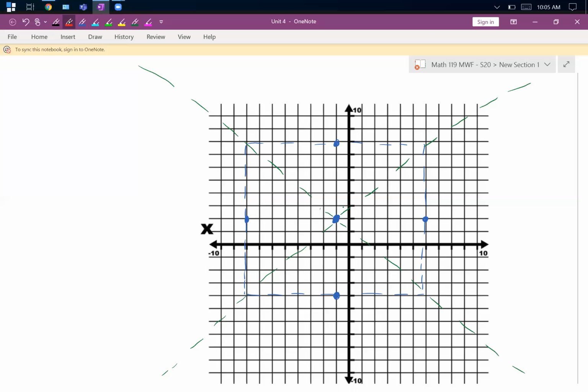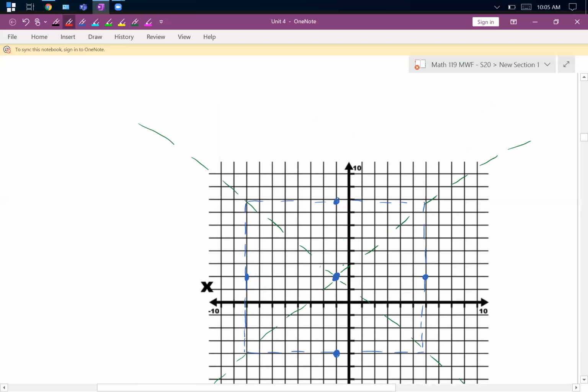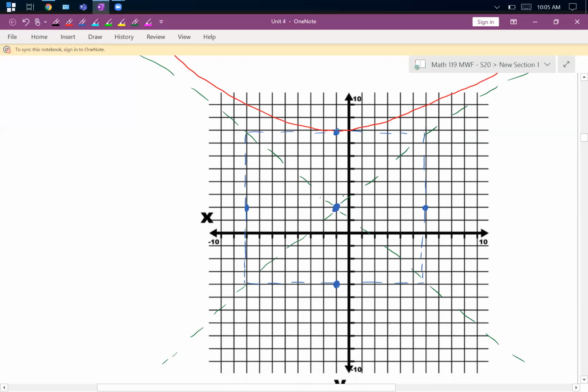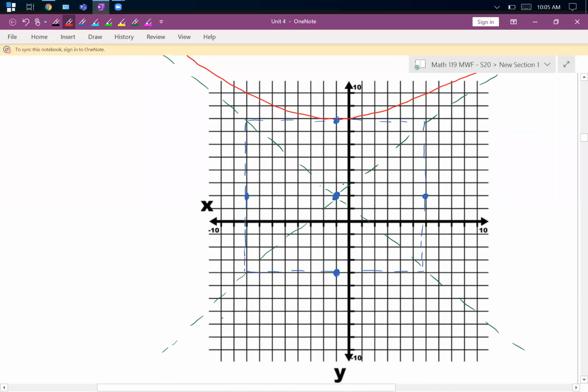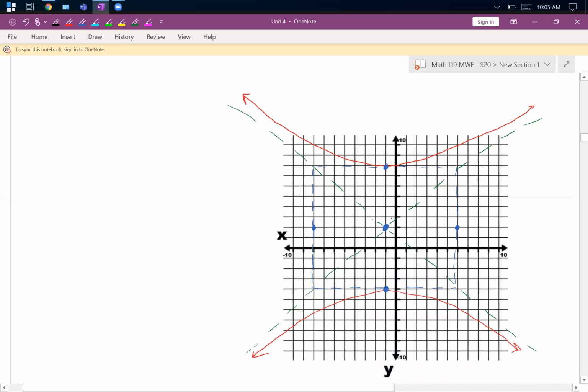We already said it was going to be vertical, so I know it's opening up and down, and I'm going to start at the point on my rectangle, my vertex, and then tend towards my asymptotes. And our hyperbola is in red. Questions at all?